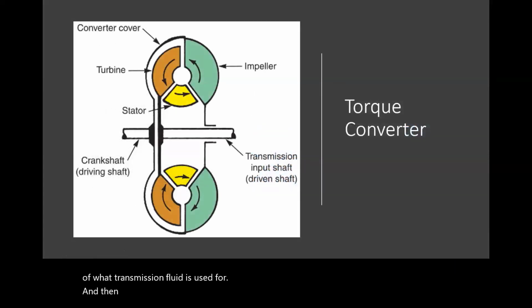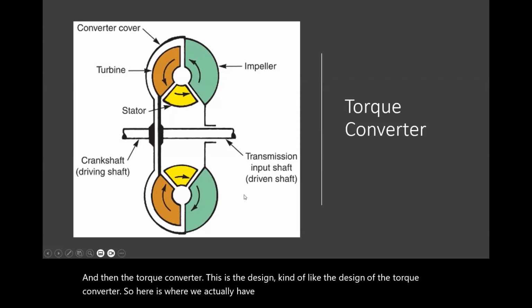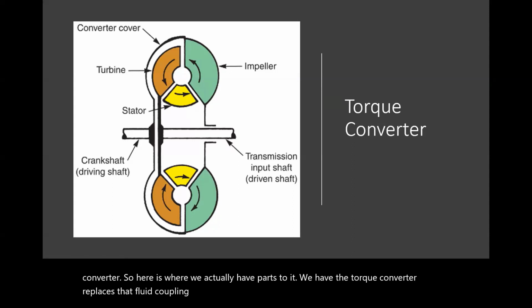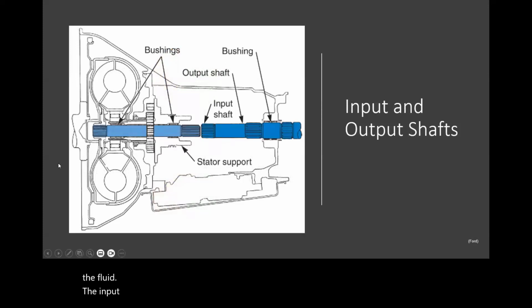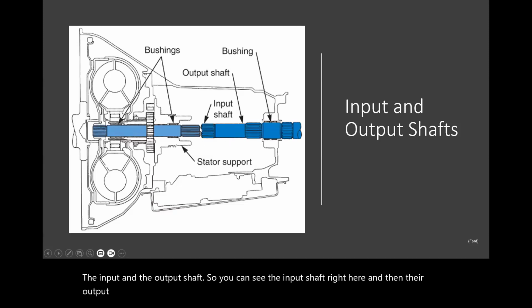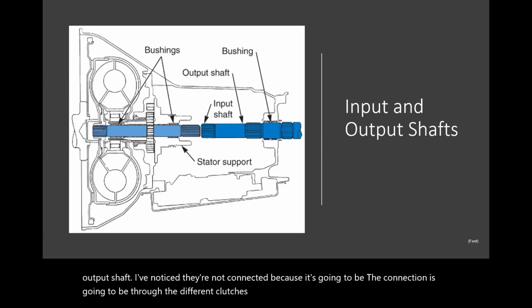And then the torque converter, this is kind of the design of the torque converter. So here's where we actually have parts to it. The torque converter replaces that fluid coupling in the 60s, has an impeller and a turbine, plus a stator to direct the fluid. The input and the output shafts, you can see the input shaft right here, and then the output shaft. Notice they're not connected, because the connection is going to be through the different clutches and gears and planetaries and such that you have.